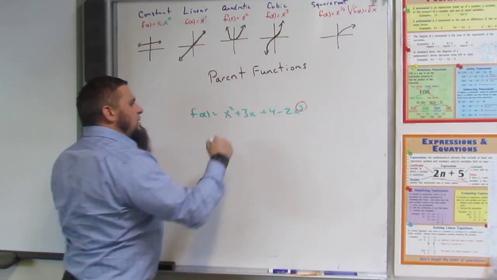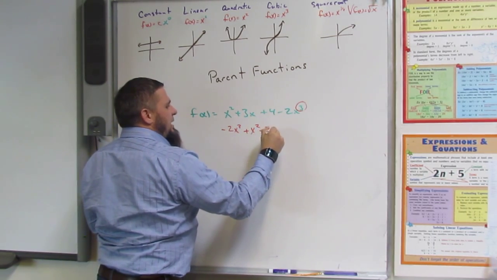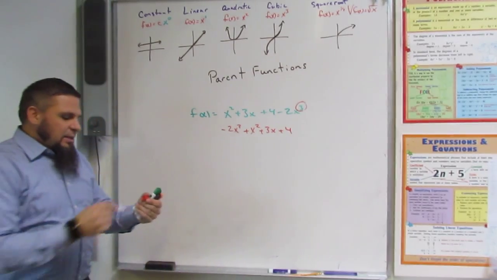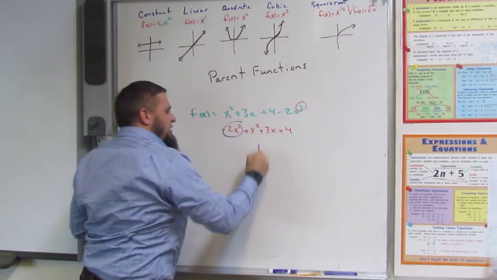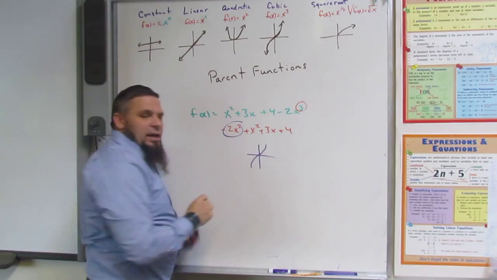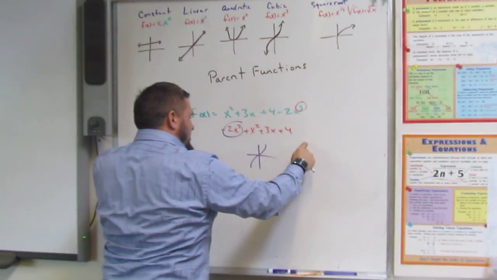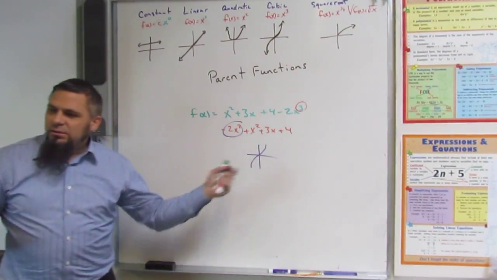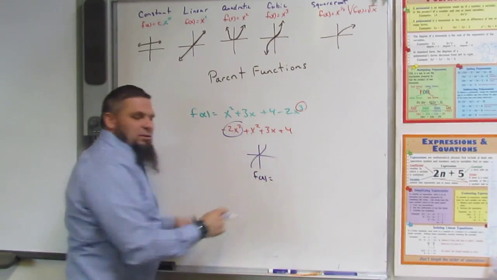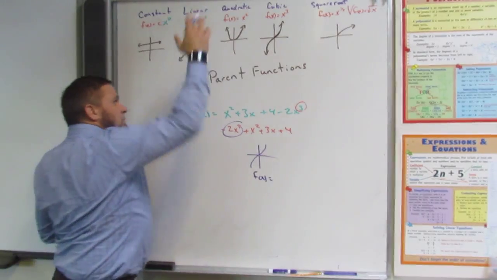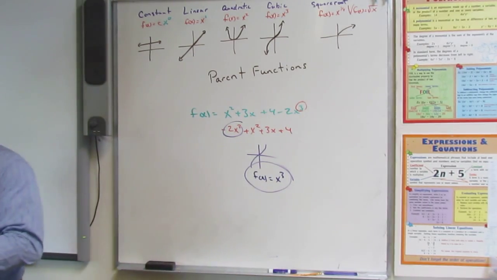That's why we've got to put these in order. Negative 2x cubed plus x squared plus 3x plus 4. And then we can see a lot more easily that, oh, this one has a 3, that's a cubic, so this will look like this, right? It might be curved, it might be stretched out. It might be pulled this way, it might be pushed down, but it's going to look something like that. And the parent function is f of x equals x cubed. Those are the things I'm looking for.